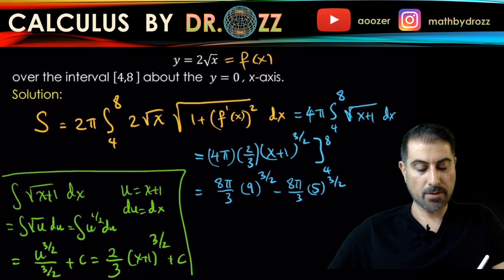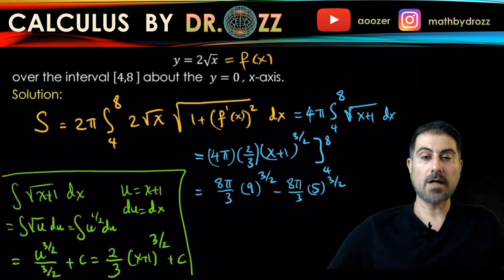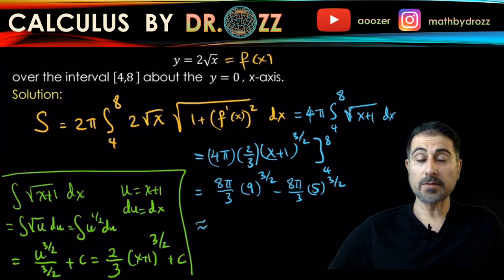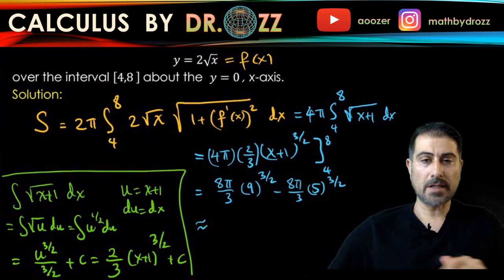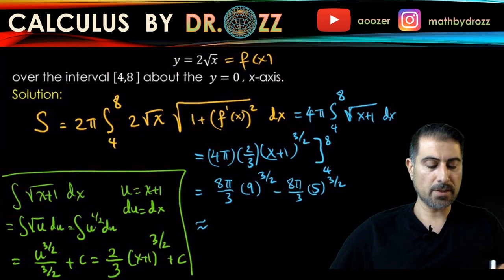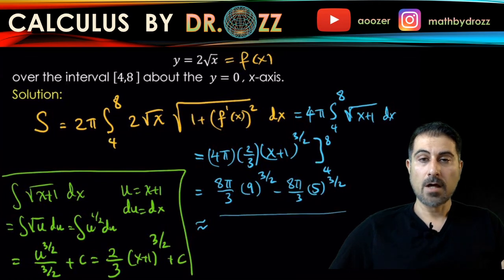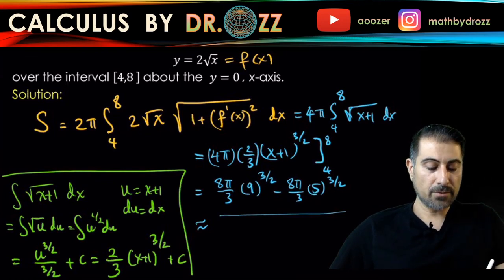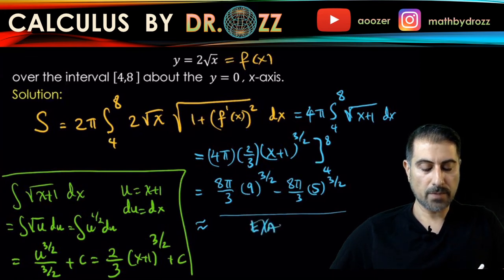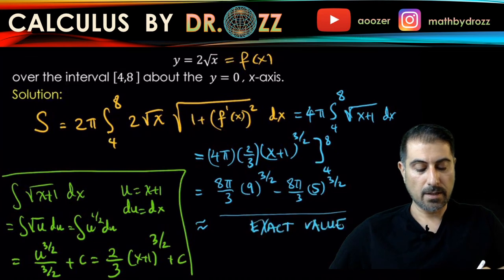Go ahead and use the calculator value if you want to. But I'm going to leave it as is, and then the rest is just to punch this in all the way to your calculator and get an approximated value. So what we got here is the exact value. And in fact, let me just find that numerical value real quick.